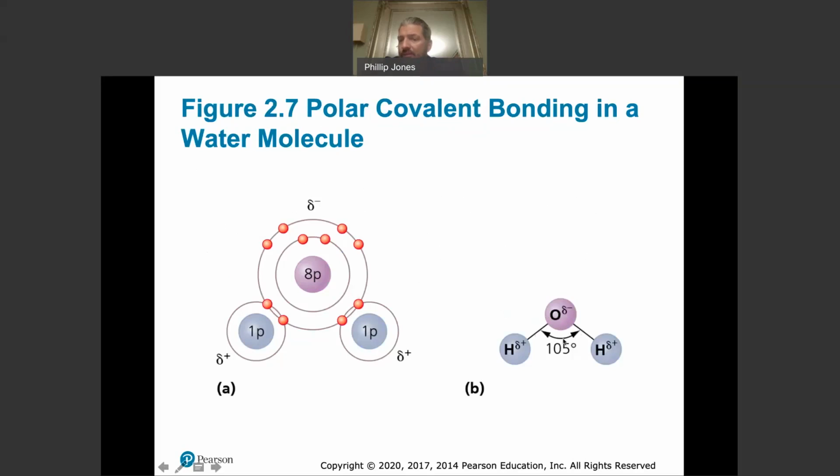Very, very specific. And I said these are going to have slight electronegativity. Oxygen's going to be slightly negative. Hydrogen's going to be slightly positive. It's almost negligible, but it is there. It gives water some very specific properties.